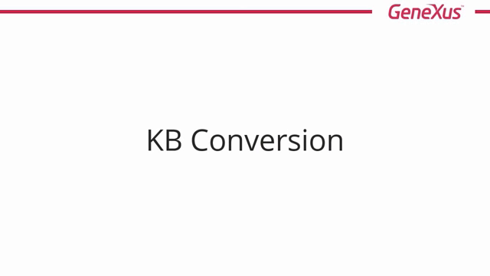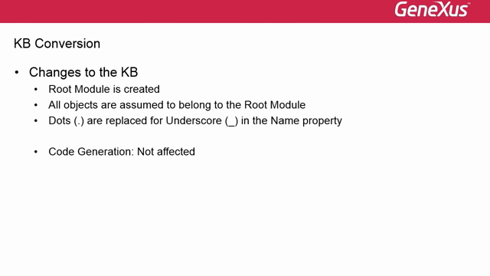And what we must bear in mind in regards to modules when we convert a KB of versions prior to evolution 3 is that the root module is always created by default. And it's assumed that all objects belong to that root module, except when we define new modules and we move those objects to the new modules. When we have objects with dots in the name, these will be replaced with an underscore in the name property.